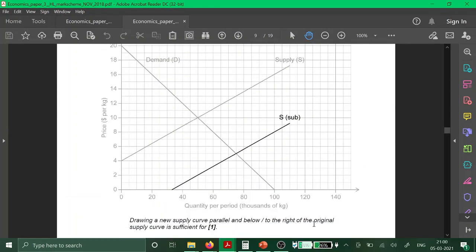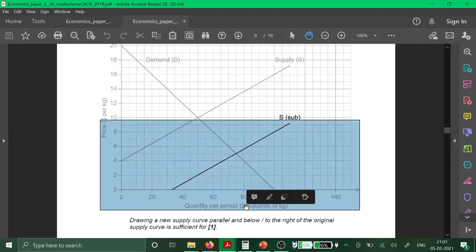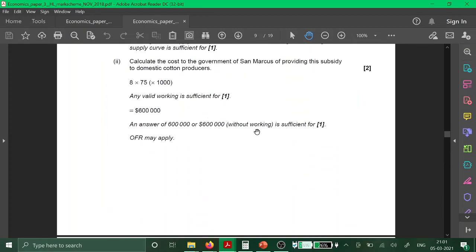Just imagine that you are drawing the world supply curve at $2. It crosses the supply curve at this point, that is 50. Then it crosses the demand curve at this one, that is 90. So 50 is produced by the domestic producers, and 40 is supplied by the world market. This 50 will be multiplied by the subsidy per unit, in thousands of kg. Got it?